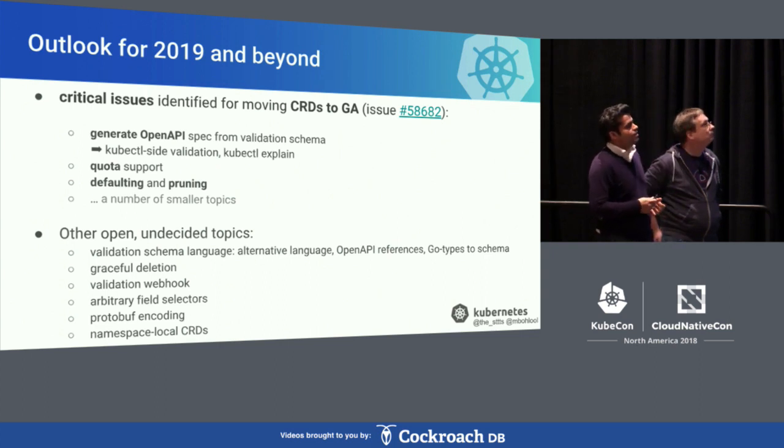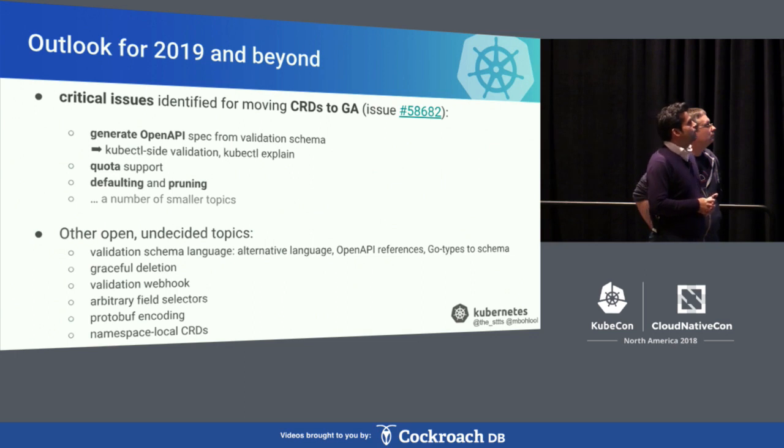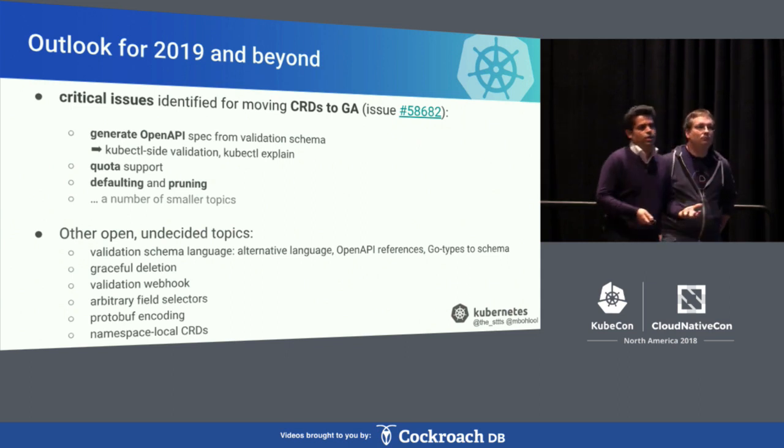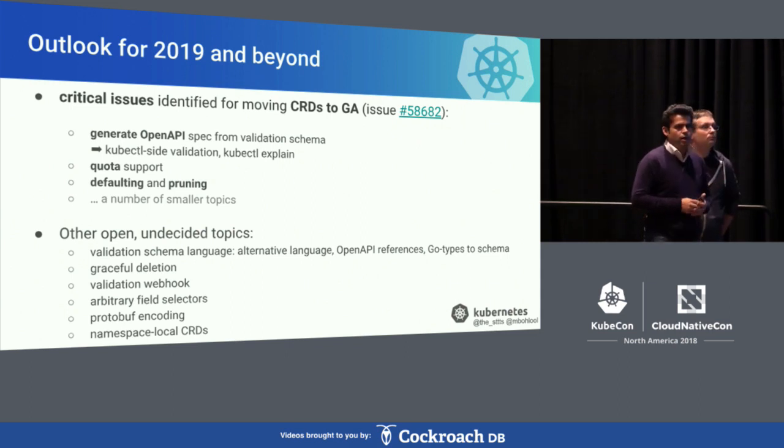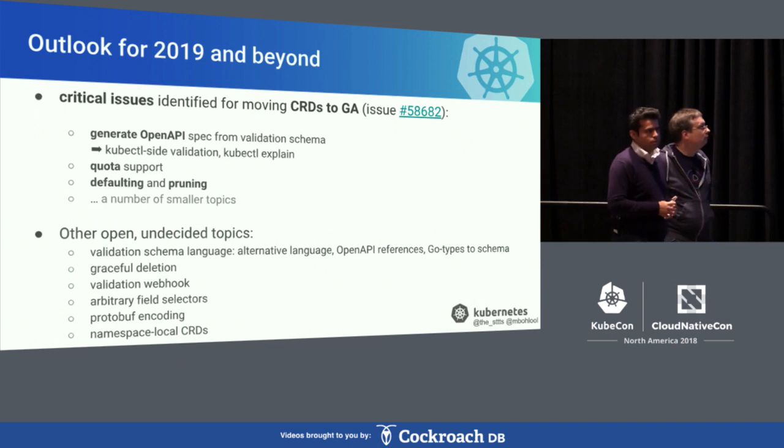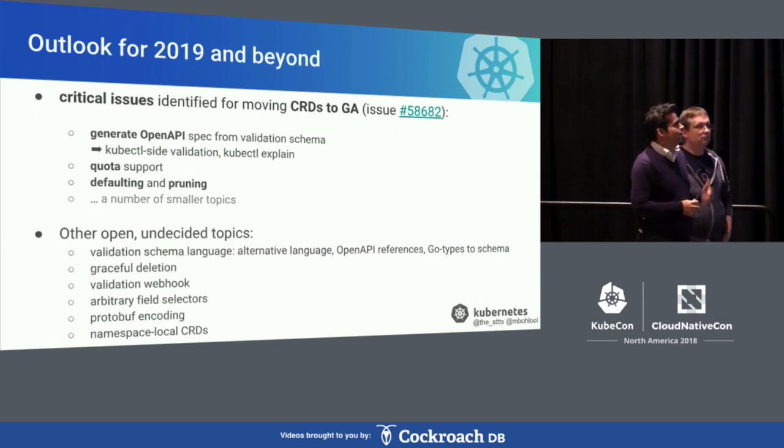There is an issue, 58682. If you're interested, just look at that issue. There is a list of things that we are working on, a list of blockers, and a list of things that we wish to work on, and some people would like to work on. But the main one that blocks GA is generating the OpenAPI spec for CRDs. CRDs need to provide their schema through the validation schema, which we are calling a schema per version right now, but we are not serving it. If you are providing the schema, it's not served for kubectl and other clients, for example client generators. So that's something that we are working on.